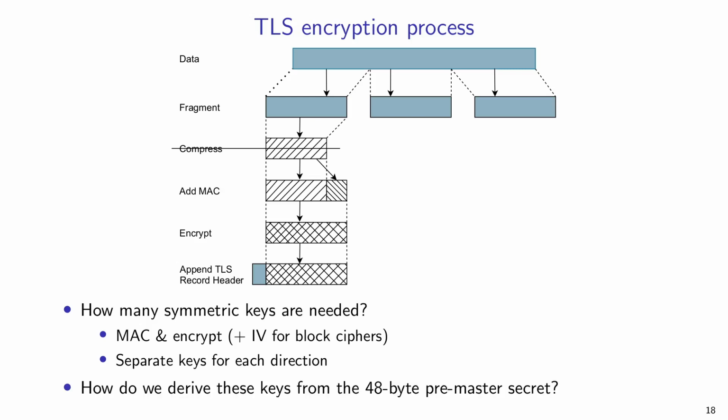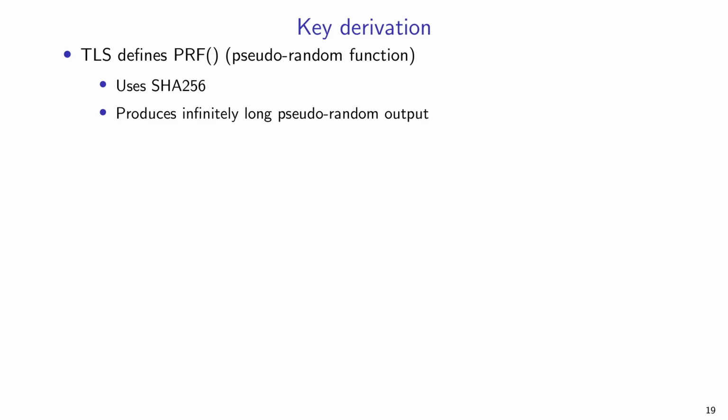The question is, how do we derive these keys from the 48-byte pre-master secret that both parties have negotiated? Well, we will use the same idea that we use to derive encryption keys from short user-submitted passwords. We will use some kind of key derivation function similar to password-based key derivation function 2, if you remember it. For the purpose of key derivation, TLS defines its own key derivation function called PRF, pseudorandom function. It uses SHA-256 internally to produce infinitely long pseudorandom output. So it is basically a PRNG.